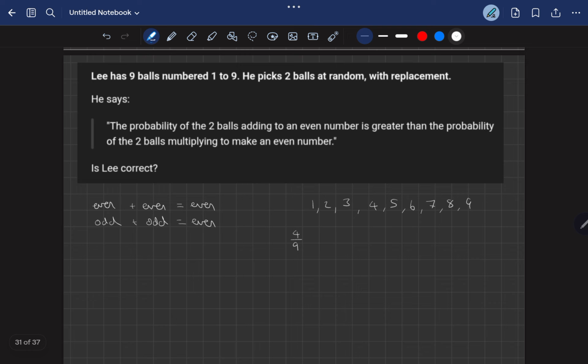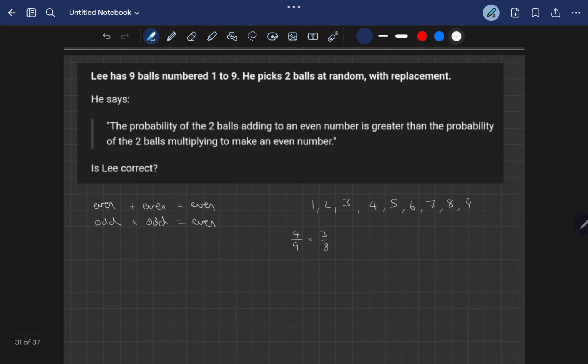And the probability of picking another even directly after this is 3 over 8. Now how did I get 3 over 8? The question is slightly wrong. This is supposed to say up here without replacement. Okay, that basically means you don't put the ball back in.